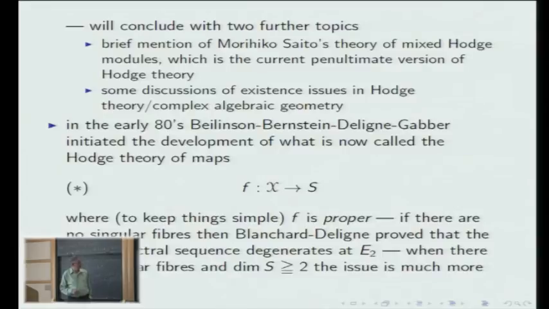In the early 80s, Beilinson, Bernstein, Deligne, and Gabber developed a Hodge theory of maps. This began way back in the early days. There was a theorem proved by Blanchard: where you have a family of compact Kähler manifolds over a smooth algebraic curve, then the Leray spectral sequence degenerates at E2. And Deligne proved this in general. So when you have only smooth fibers, you get a very simple situation where the Leray spectral sequence degenerates.